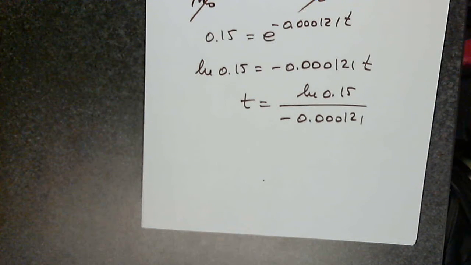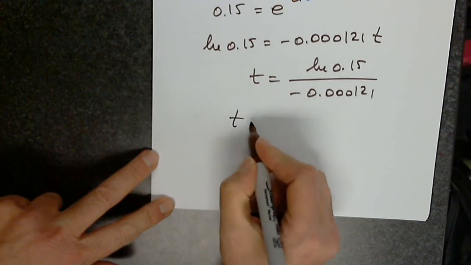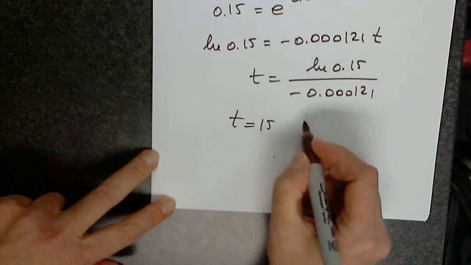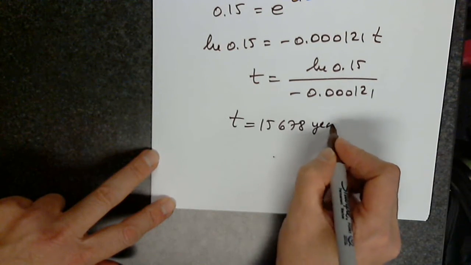So natural log 0.15, everything divided by, in parentheses, negative 0.000121, close the parenthesis. Okay, 15,678 years. T is 15,678 years.